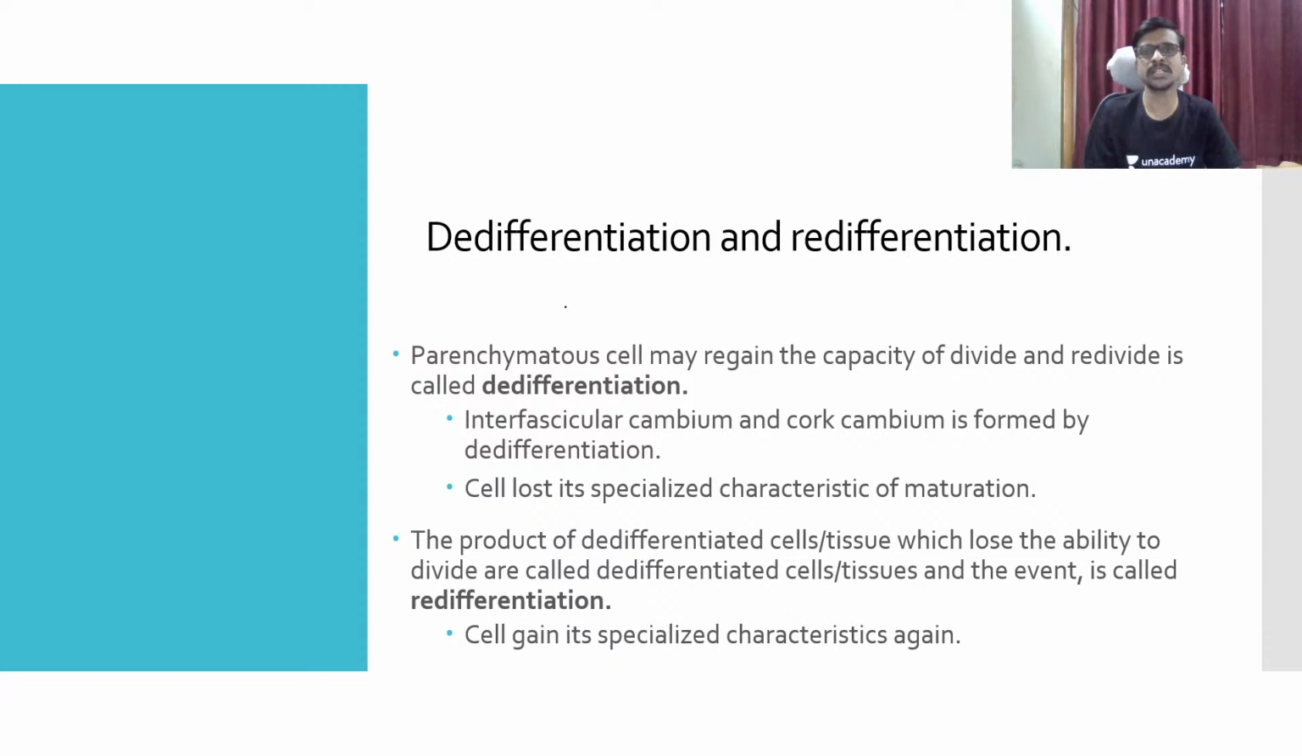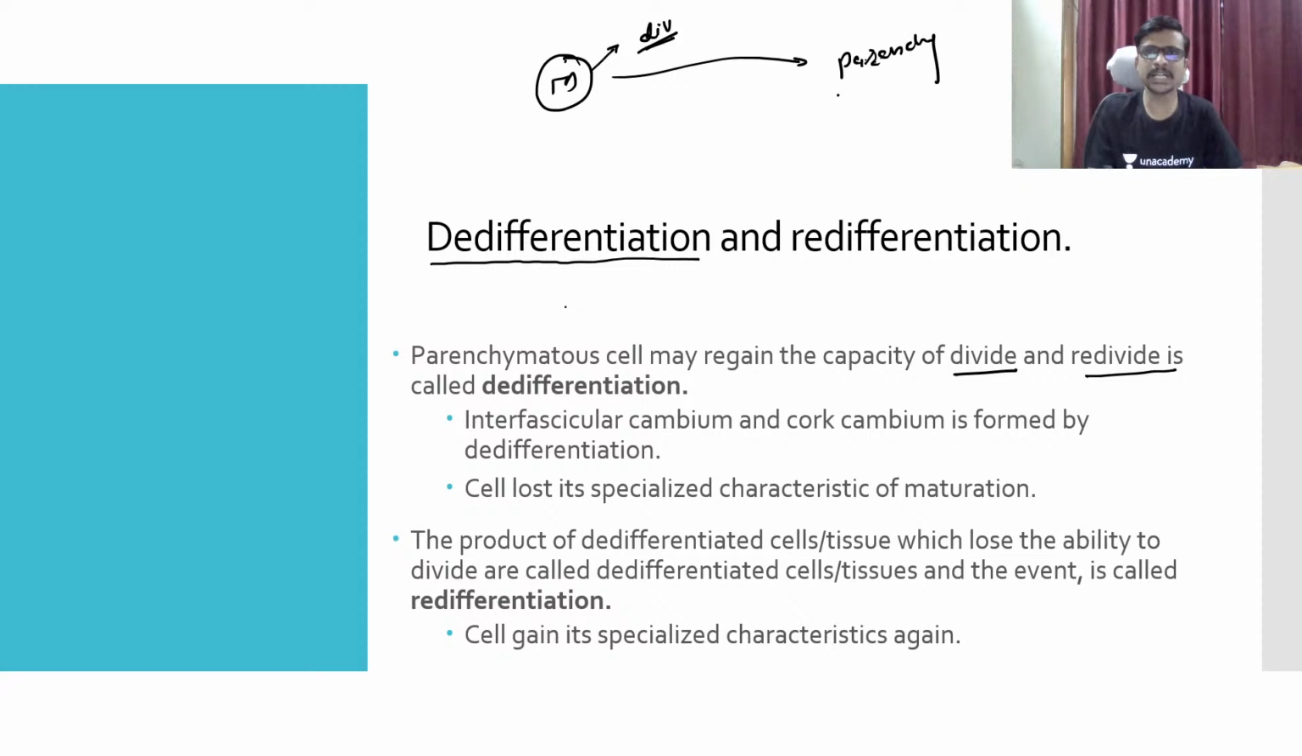which is not present inside the animal. Okay, so the first process, dedifferentiation. What is meant by dedifferentiation? Parenchymatous cells may regain the capacity to divide, and this redivision is called dedifferentiation. First of all, say the meristematic tissue was the first tissue which has the capacity of division. Okay, now it becomes a parenchymatous cell. For example, parenchyma, it becomes parenchyma by the process of differentiation.